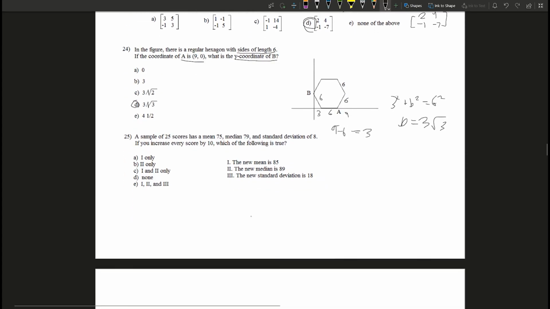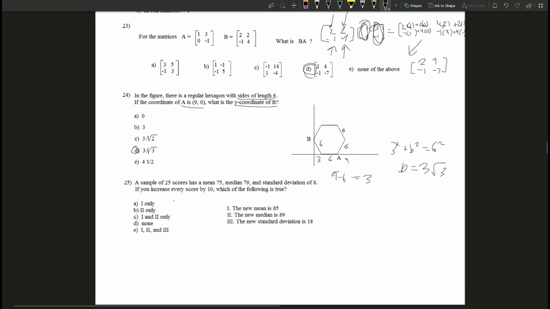All right, so the final question, question number 25. A sample of 25 scores has a mean 75, median 79, and standard deviation of 8. If you increase every score by 10, which of the following is true? So increase every score by 10. The new mean is 85. The new median is 89. And the new standard deviation is 18.